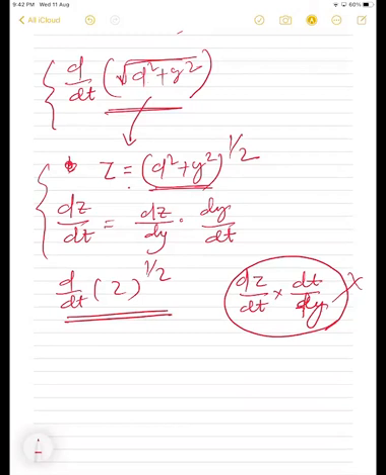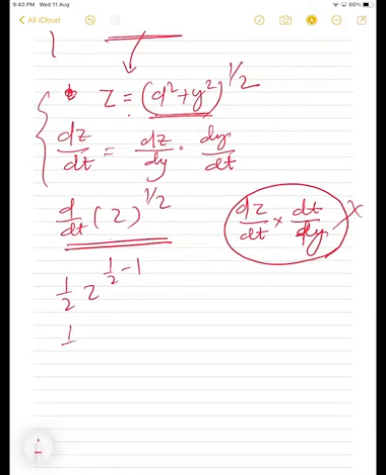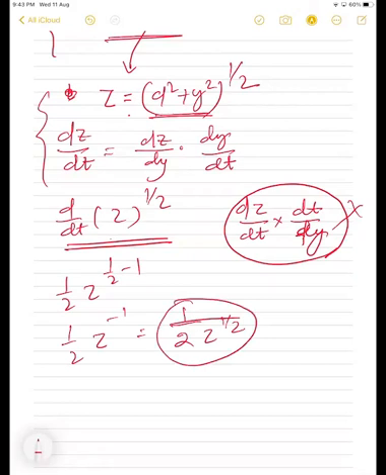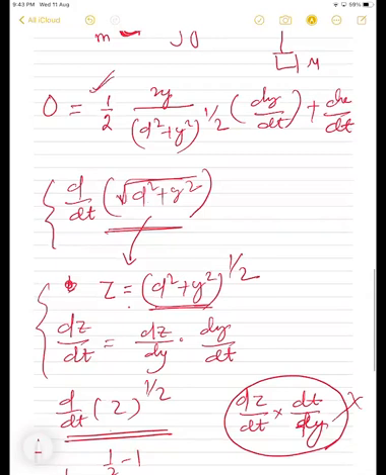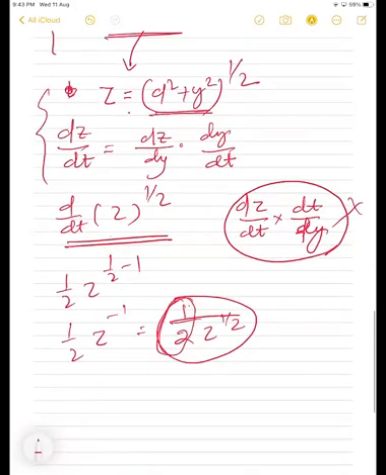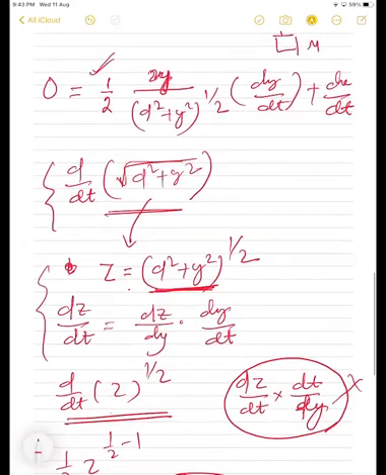So if I differentiate with respect to z, it will be half into z to the power half minus 1, that is half into z to the power minus half, that is 1 by 2 into z to the power half in the denominator, students. Correct or not? And see here, half is there, you have differentiated, half is there. And here z to the power half; z we have assumed as d square plus y square to the power half. So that's why (d square plus y square) to the power half is in the denominator, right? See here.